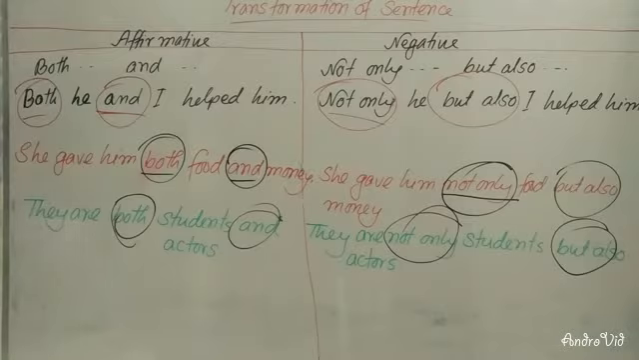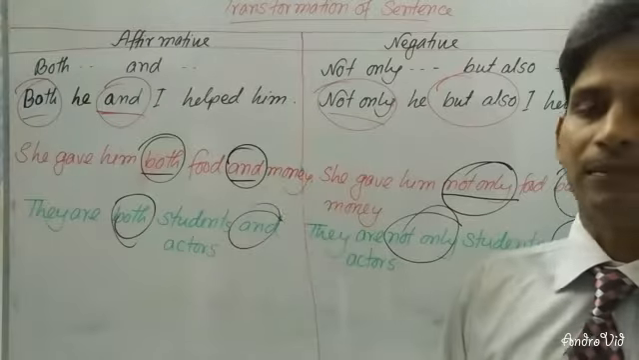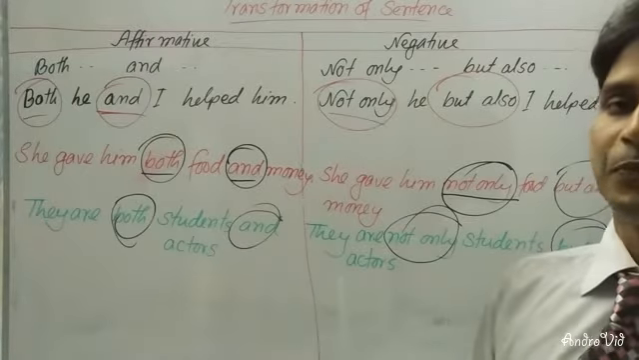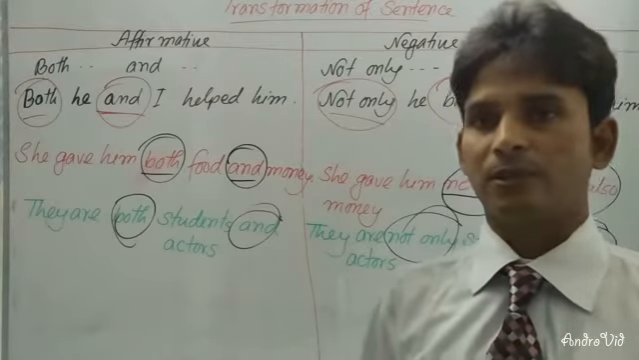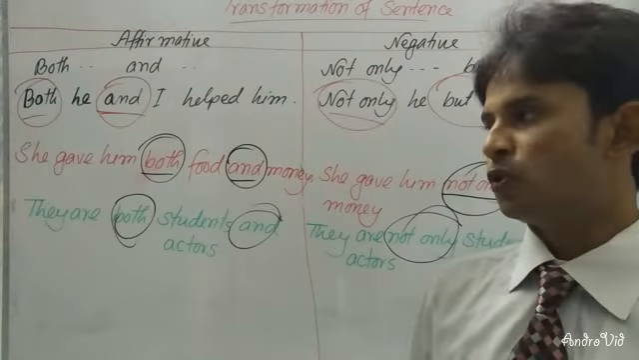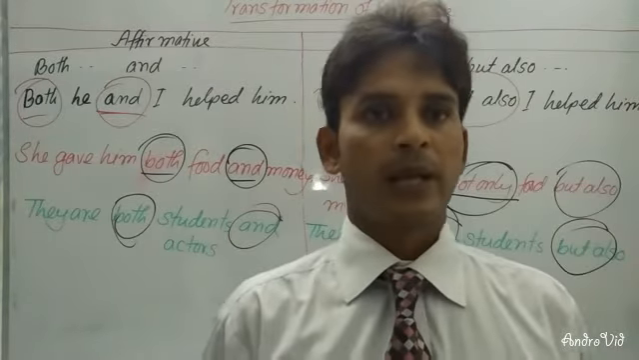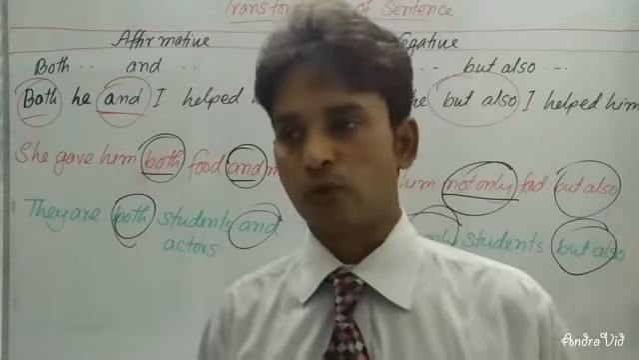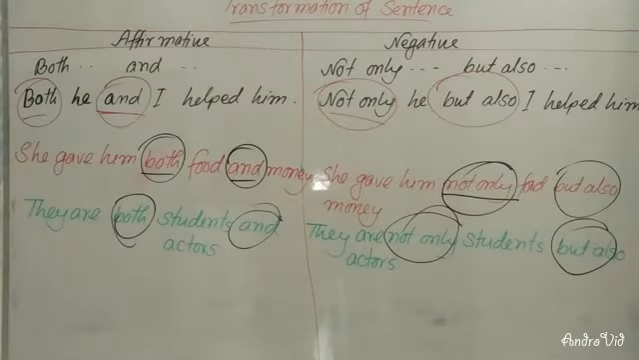Dear learners, I hope you have understood these rules. In the first sentence, you can see that both he and I helped him. So I have used here not only he but also I helped him. In the next sentence, you can see that she gave him both food and money. So she gave him not only food but also money. In the next sentence, you can see that they are both students and actors. And in the negative sentence, you can say that they are not only students but also actors. Dear learners, try to practice these rules, and I'm going to give you another rule.